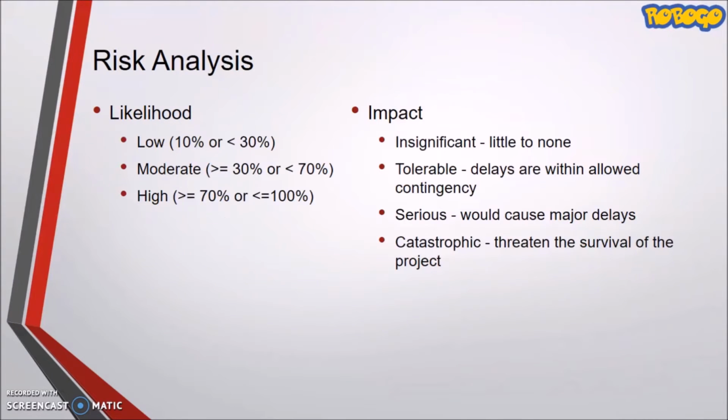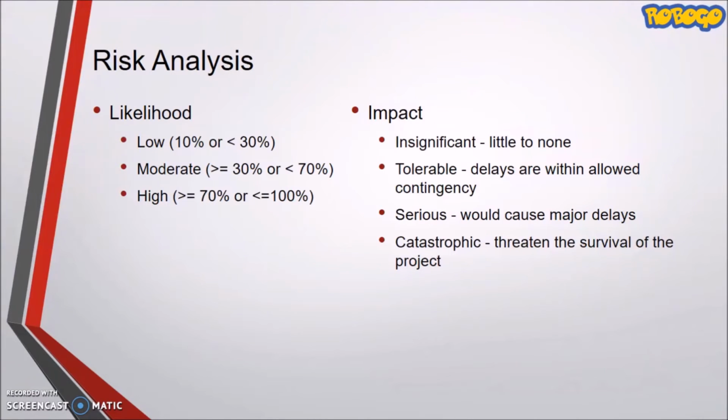Risk analysis. Each identified risk shall be analyzed and ranked according to the likelihood and impact. Likelihood is a benchmark of the probability that the risk will occur during the development. There are 3 parts: low, moderate, and high. Low is below 30%, moderate is less than 70%, and high is more than 70%.